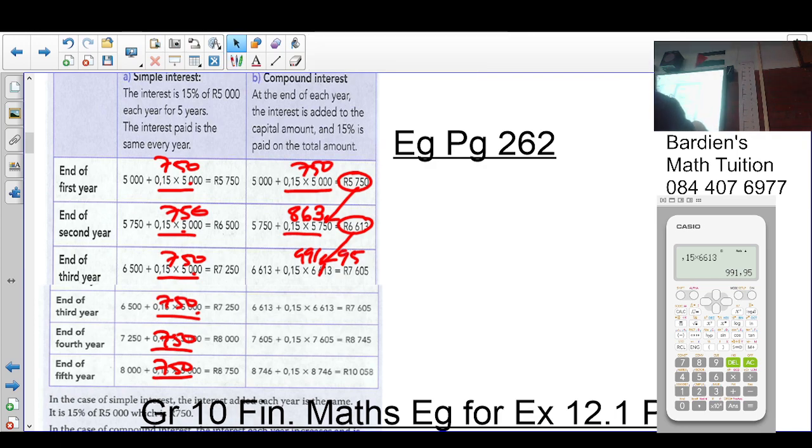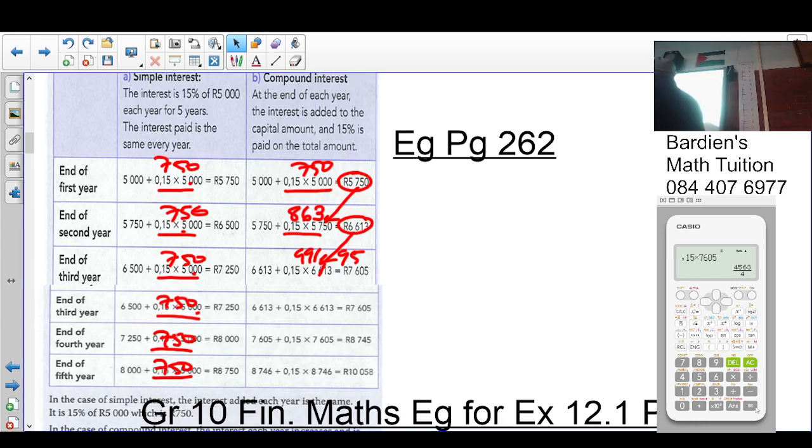So the next calculation is 15% multiplied by 6613. So that I did in the wrong place. So that's actually this answer there. No, I'm supposed to use the other one. Okay. I'm supposed to have 7 6 0 5. That's what I'm saying. 7 6 0 5.